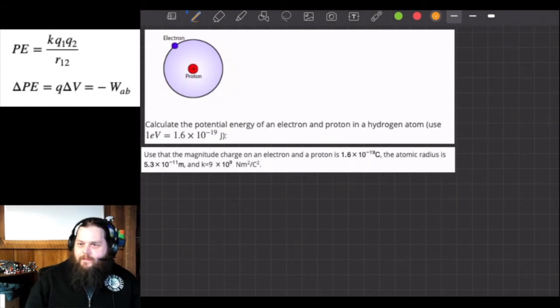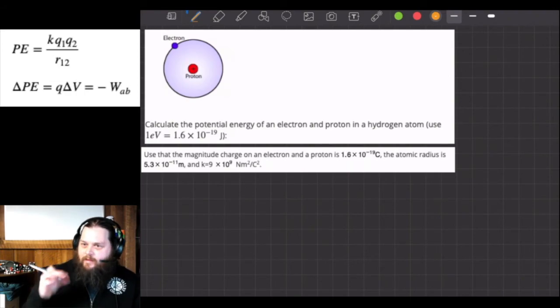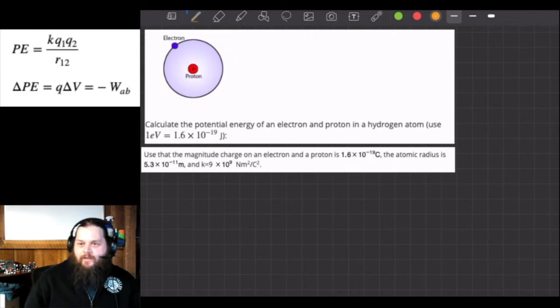And we want to use the magnitude of charge on an electron and proton is 1.6 times 10 to the negative 19 coulombs. And they tell us the atomic radius, so the distance between that proton and the electron at any time, is going to be 5.3 times 10 to the negative 11 meters. That's really small.